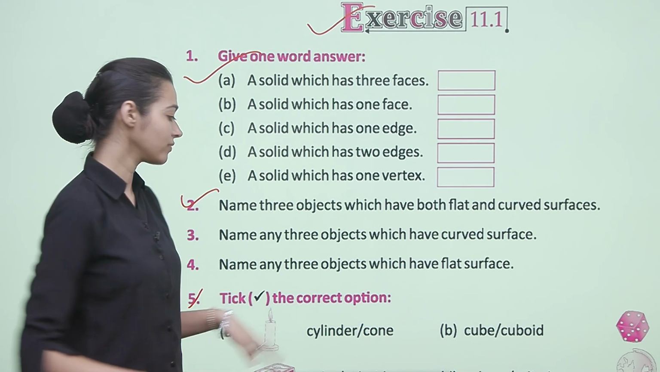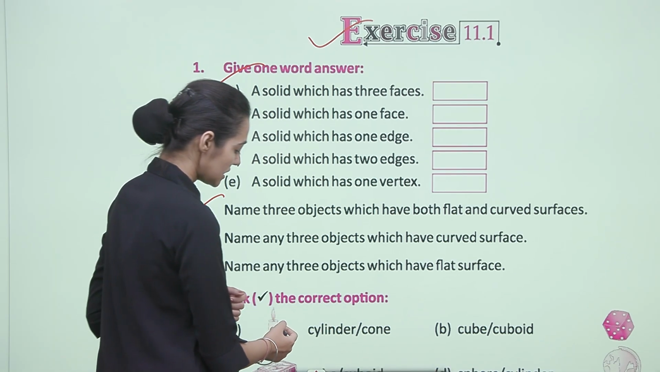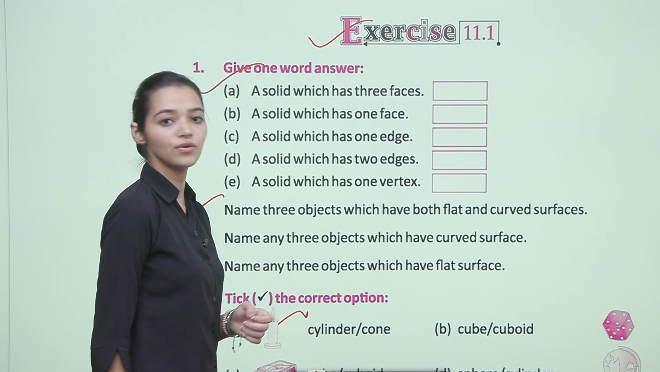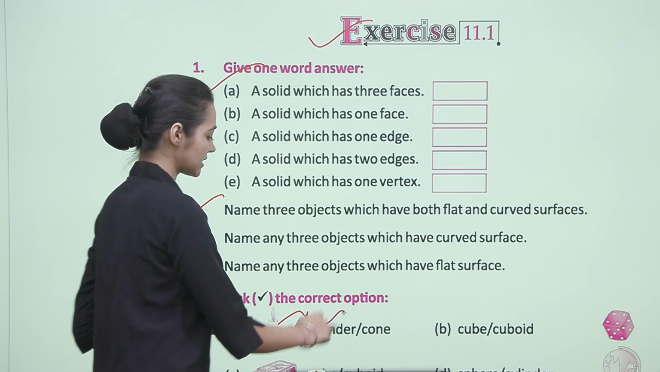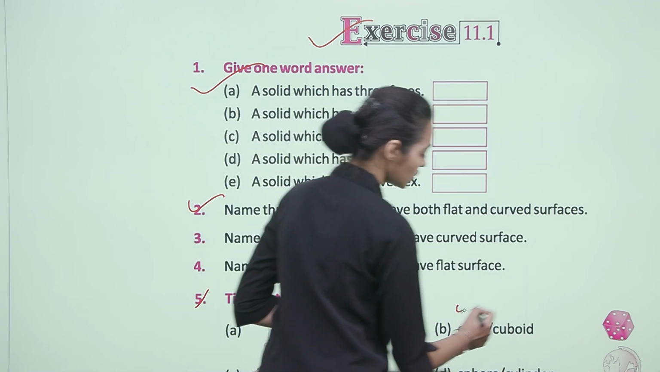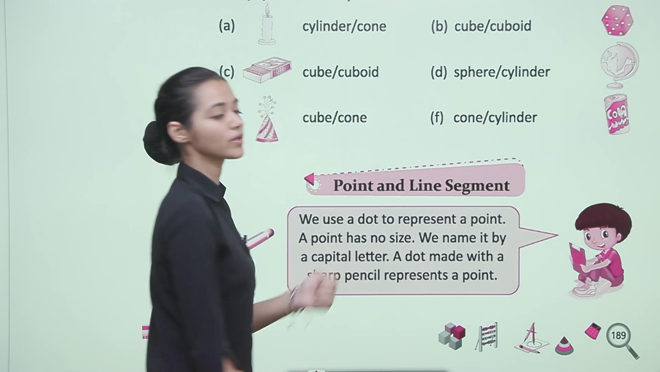Now let's look at the fifth one. We have to take the correct option. Is this a cylinder or a cone? Very good students, it's a cylinder. This one is a cube. That's how you can solve the remaining part.